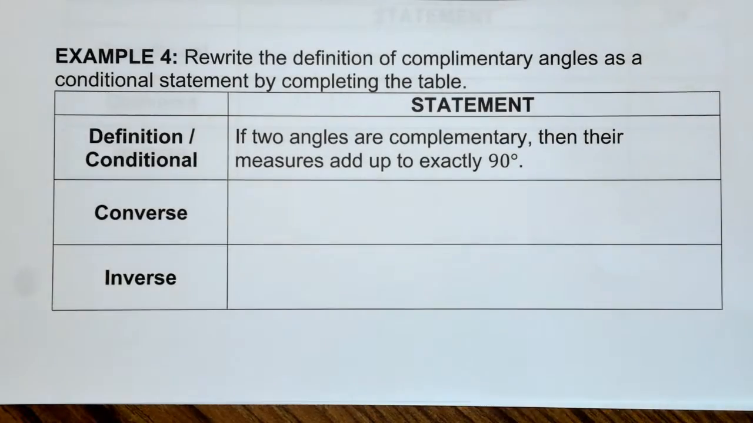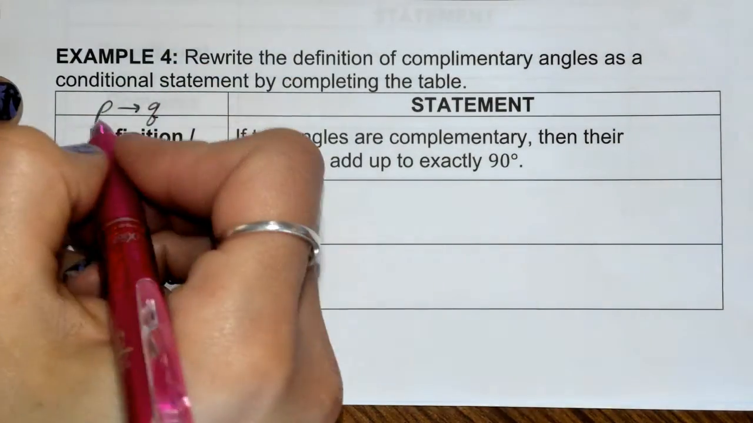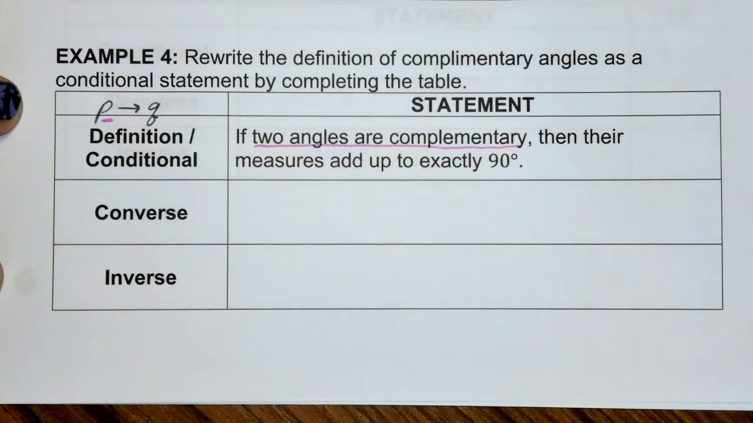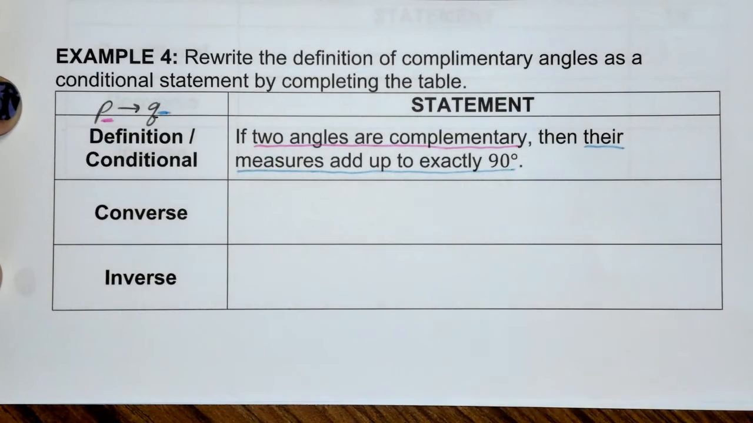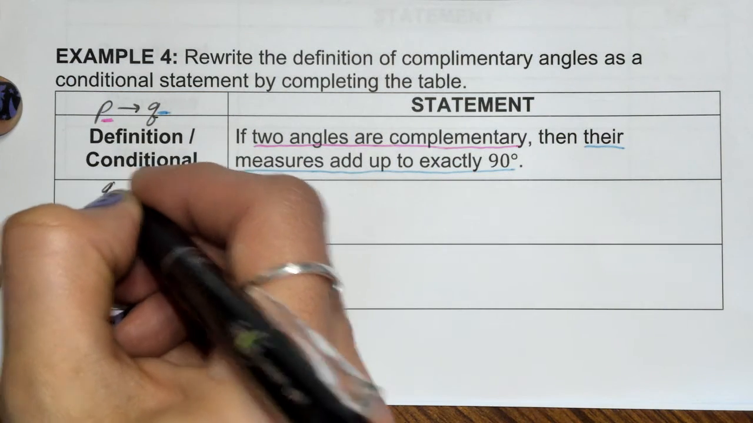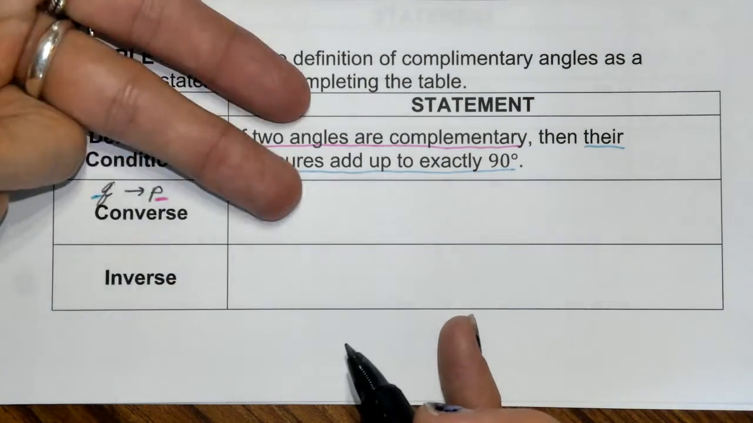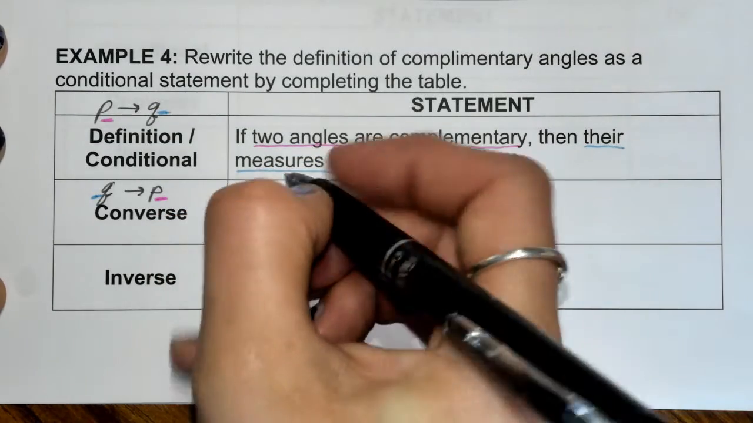Our last example here, we have our definition or conditional statement. If P, then Q. P, our hypothesis, not including if, is two angles are complementary, that is all. Q, our conclusion, not including the word then, is simply their measures add up to exactly 90 degrees. So first, let's do the converse, switch. So we're going to put the conclusion first after the if and our hypothesis second after the then. So we're just going to take those two and switch them around. So we're going to have if their measures add up to exactly 90 degrees.